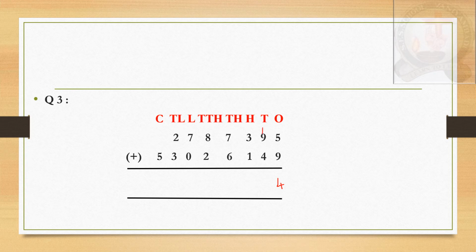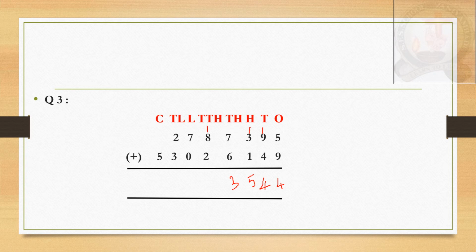Okay, now 5 plus 9 is 14. For 14, write 4 and carry 1 to the next digit. 1 plus 9 is 10, 10 plus 4 is 14. Again, for 14, write 4, carry 1 to the next digit. Now 1 plus 4 is 5, 5 plus 4 is... sorry, 4 plus 1 is 5. There is no carry in this place.